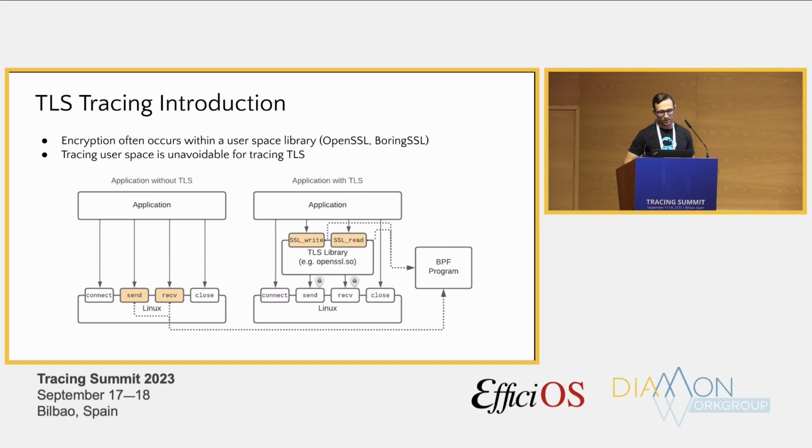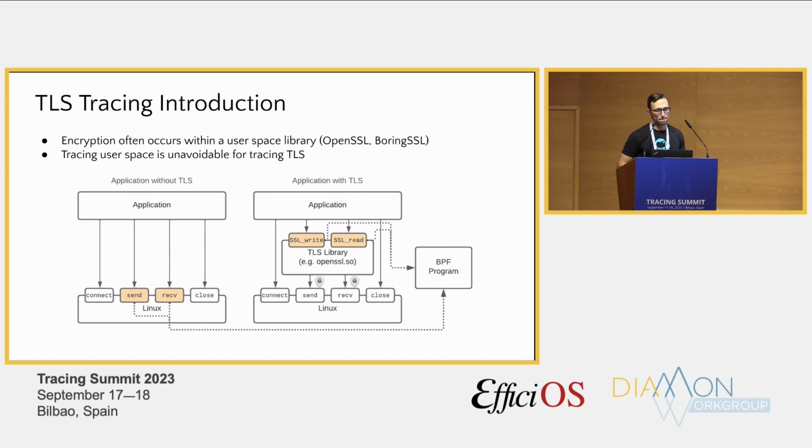If we look at the left-hand side of this visualization, we'll see what an application that doesn't use TLS looks like and how we can trace it with eBPF. The application itself is calling the send and receive syscalls with the network payload directly. And so we're able to attach a kprobe here to trigger, capture the payload, and do our user space processing from there.